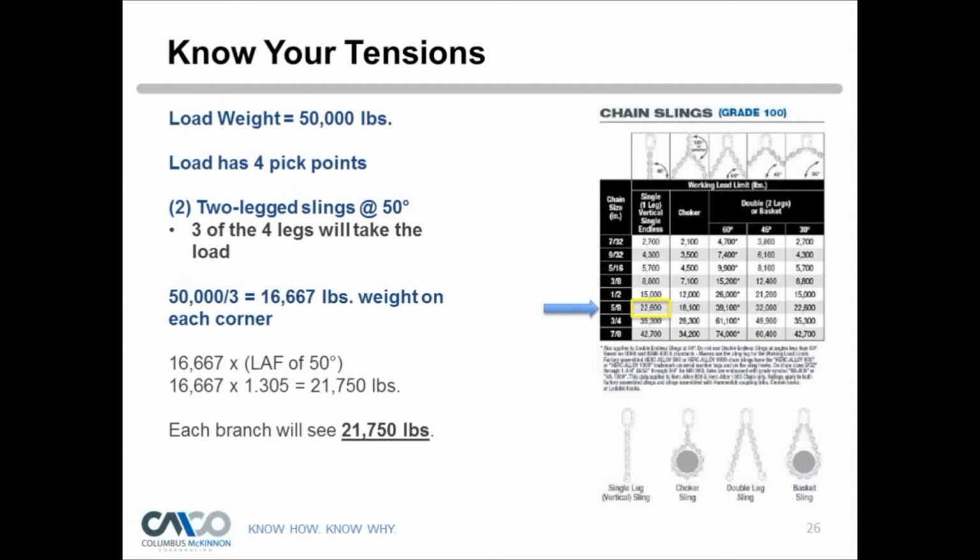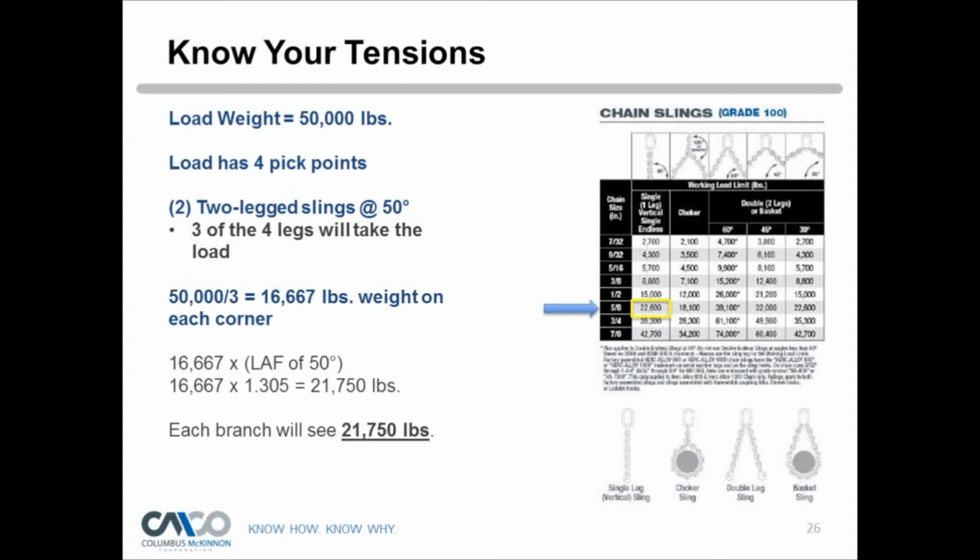So if I look, my 5/8 chain sling is good for 22,600 pounds. Now, everyone gets confused here. Well, why are you showing the single leg? Because the strength, the working load limit of that chain is 22,600. Whether I'm getting 22,600 straight up and down or at an angle, it's good for 22,600.